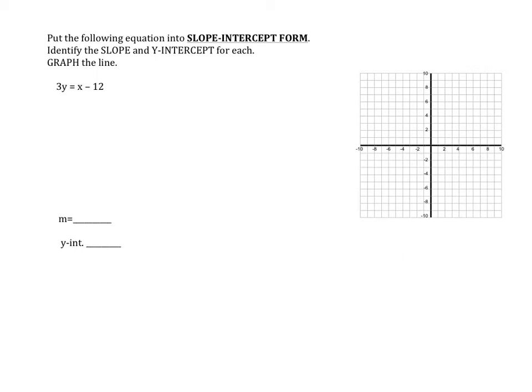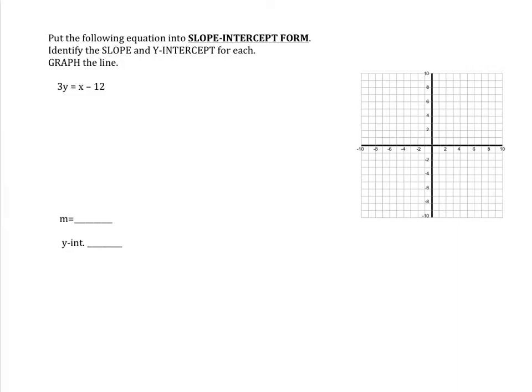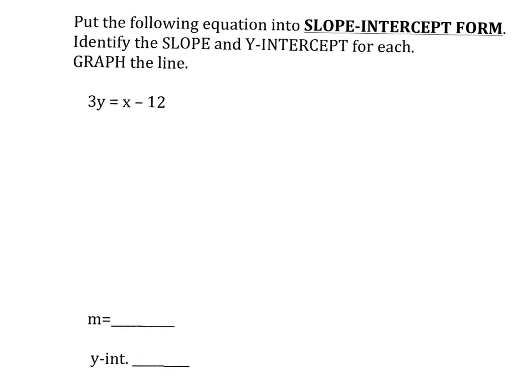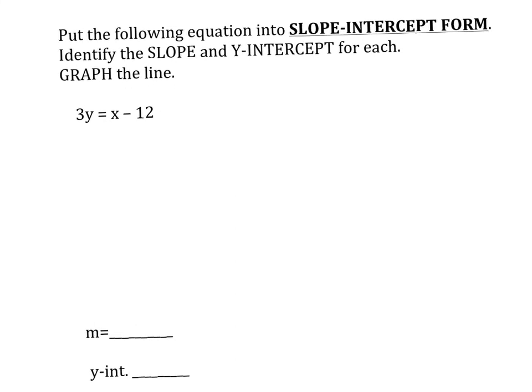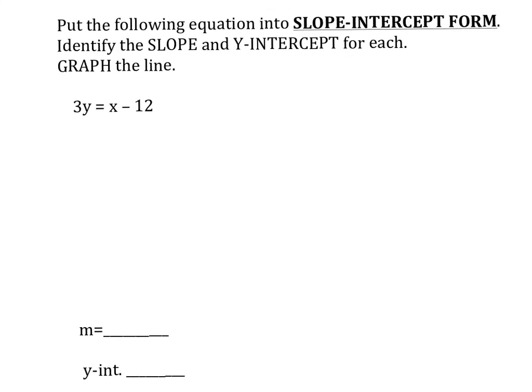The second skill was to be able to identify the pieces of an equation in slope-intercept form and then use that information to graph. I'm going to zoom in on the first part here because it actually tells us we need to put the following equation into slope-intercept form. A lot of students thought that this was already in slope-intercept form because the y was isolated on the left. In fact, it's not fully isolated.